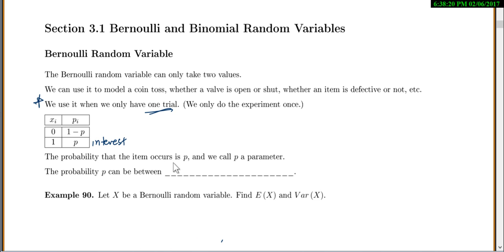The probability that the thing you're interested in occurs is p, and we're going to call p a parameter. We haven't talked about the word parameter, but a parameter is just some kind of number that defines our distribution. So in this case, p, whatever your probability is, defines this entire distribution, and that's why it's called a parameter. Our probability p can be between, well, what two numbers do you think it would be in between? It's a probability, so all probabilities are always between 0 and 1. And let's make a note for ourselves that a parameter is a value that defines a distribution.